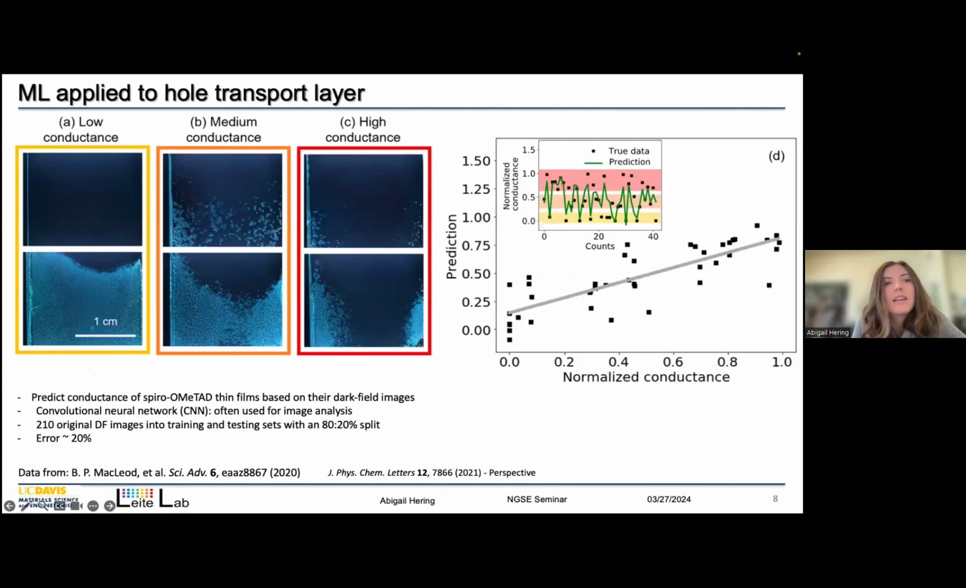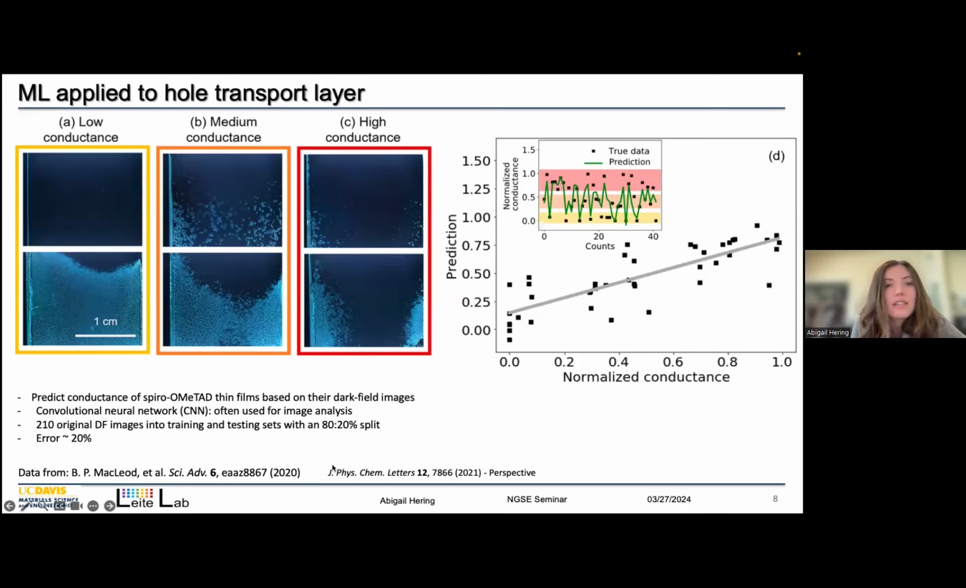Okay, so this is another example of image analysis. This is the whole transport layer of a perovskite device. This is spiro-OMeTAD thin films. And here a convolutional neural network was used to analyze these dark field images. So 210 dark field images were used in this process with an 80-20 test train split.